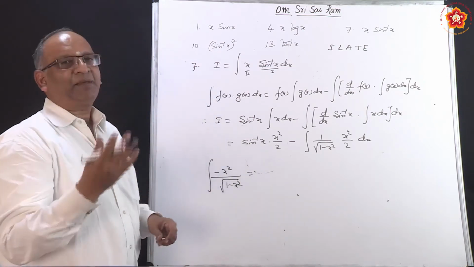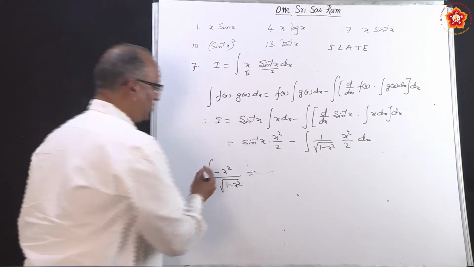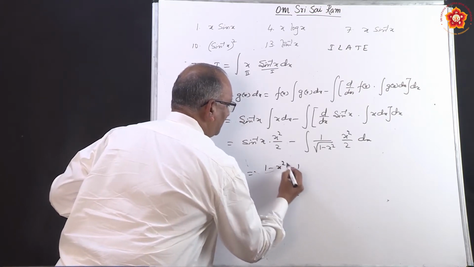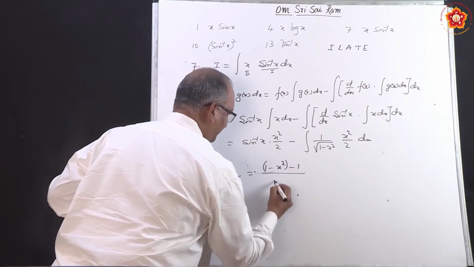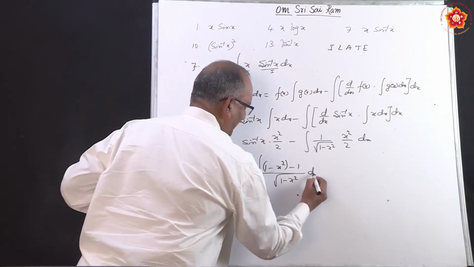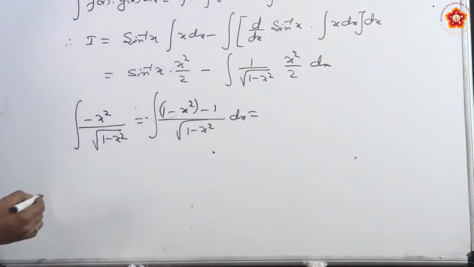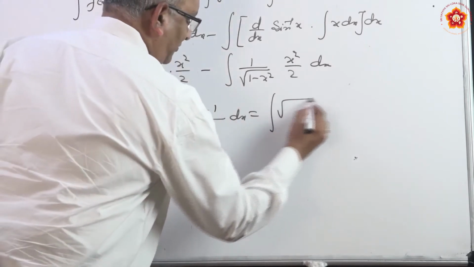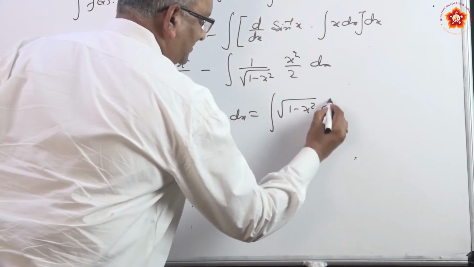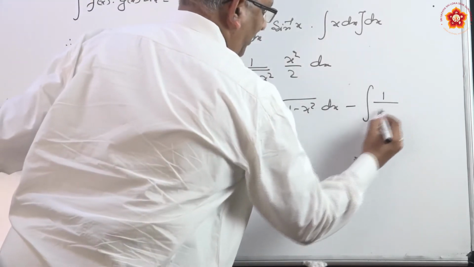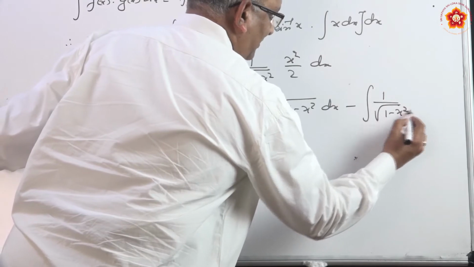We add 1 and subtract 1. Why are we doing it? You will know in the next step. This can be written as 1 minus x square minus 1 by under root of 1 minus x square. So, what is the advantage? The advantage is 1 minus x square, when you divide with square root of 1 minus x square, you are going to get square root of 1 minus x square dx minus 1 upon under root of 1 minus x square dx.